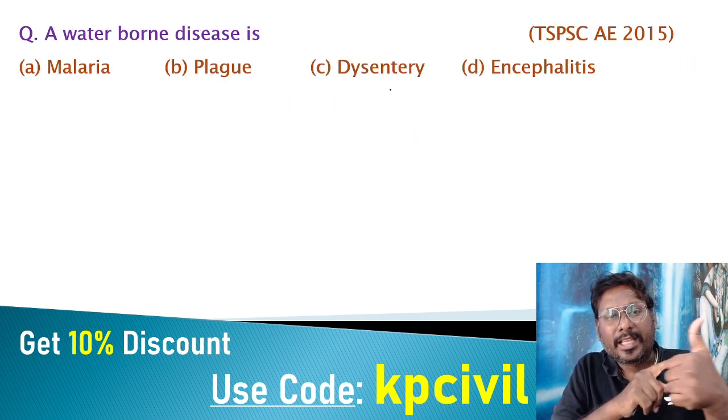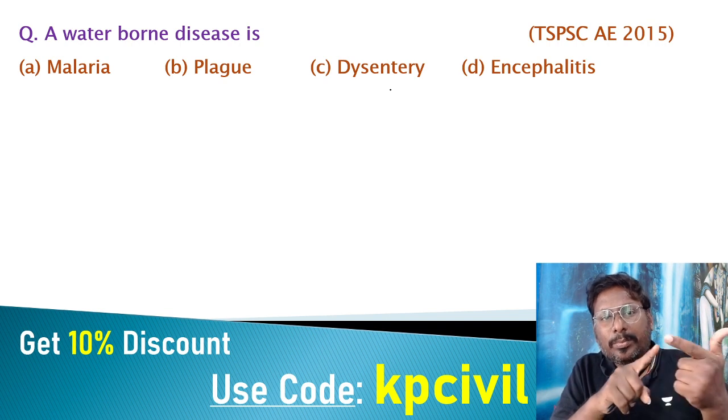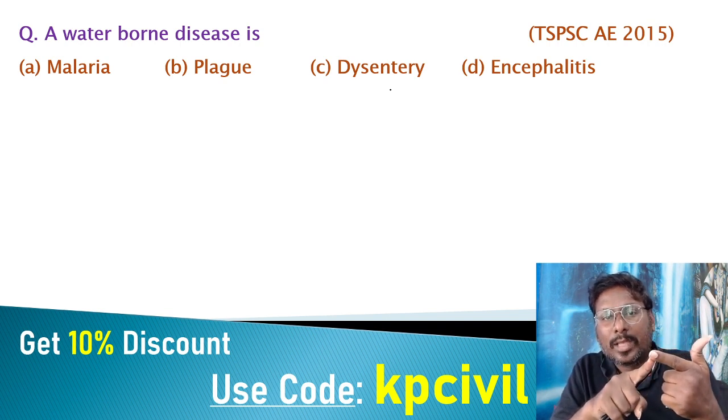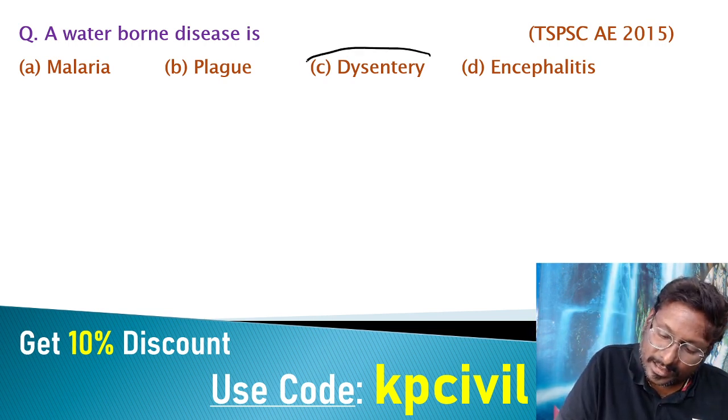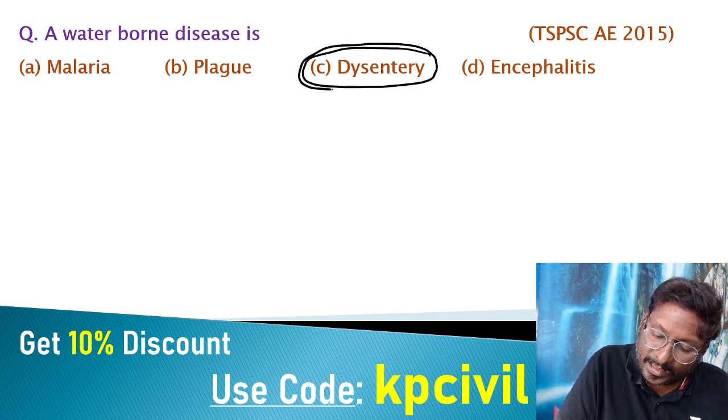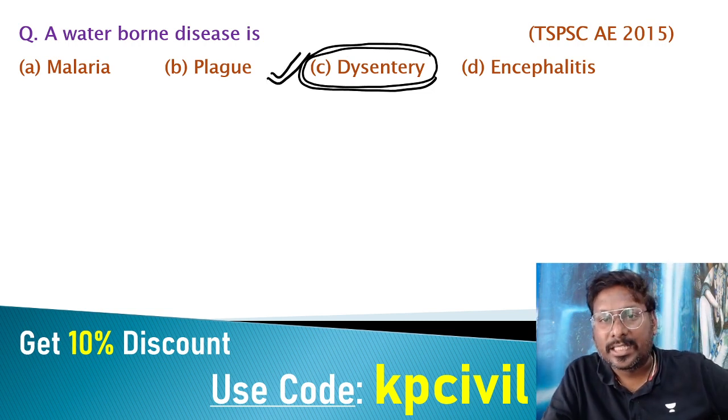Waterborne disease: malaria is from mosquito bite, plague is caused due to animal bite, dysentery, yes, dysentery: bacterial dysentery, amoebic dysentery, Entamoeba dysentery, bacterial dysentery.